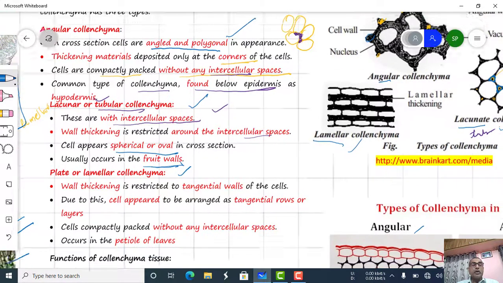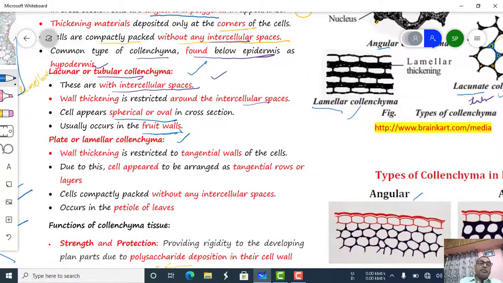And the third type is plate or lamellar collenchyma. So this one is a figure of a lamellar collenchyma.